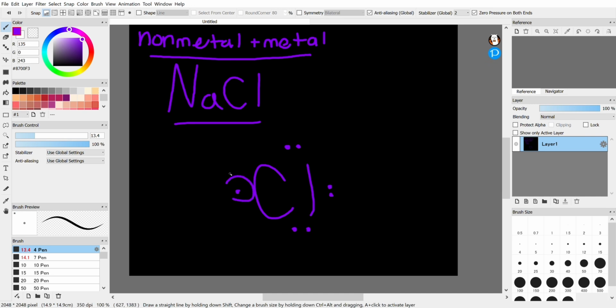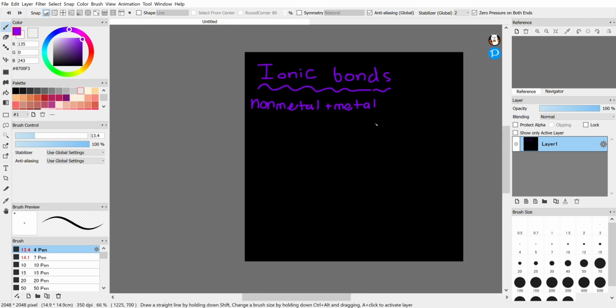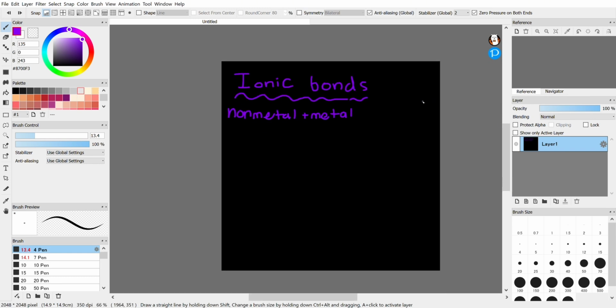There's one little lone valence electron here, but don't worry, we got sodium to share an electron with chlorine. So now chlorine has 2, 4, 6, 8. This represents 2, and sodium now has 2, so it's happy. Yay! And that's how you draw a Lewis dot structure for an ionic bond. So that's basically a pretty good explanation of ionic bonds.